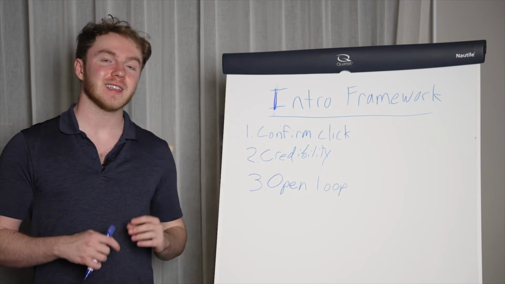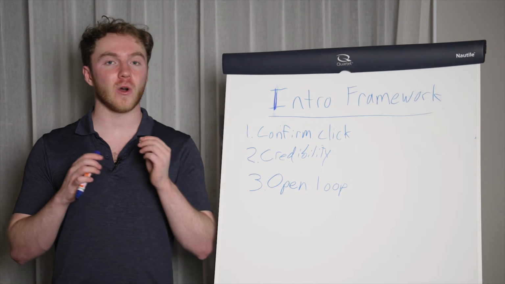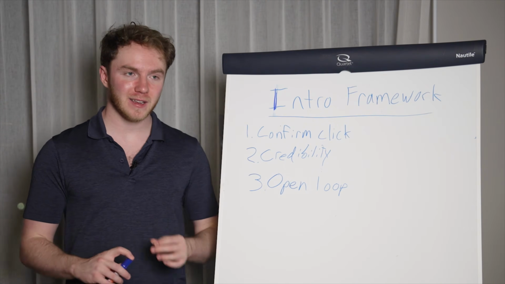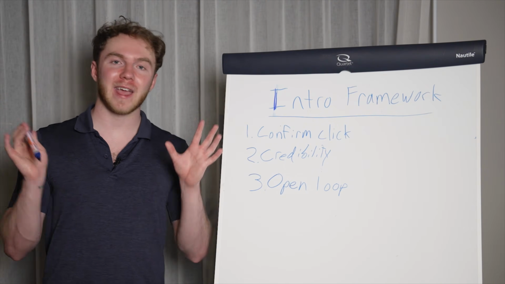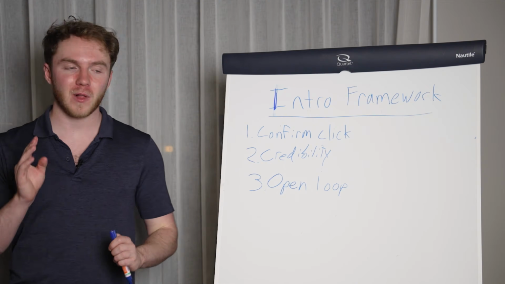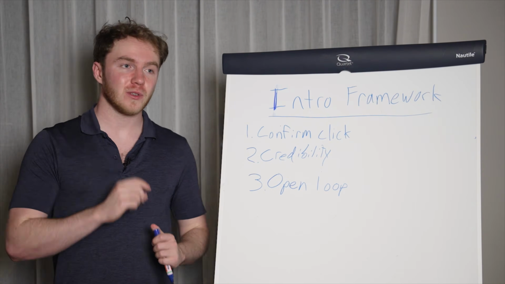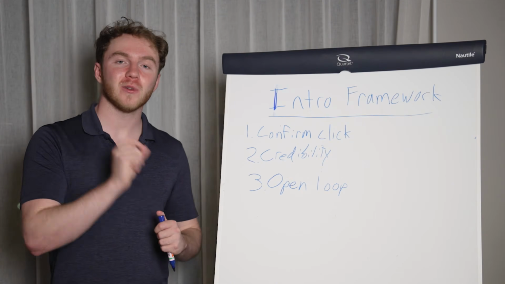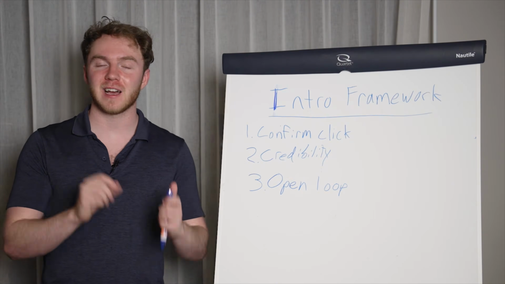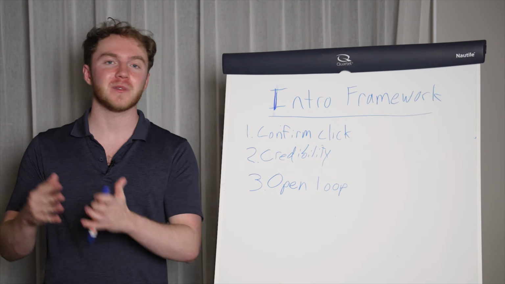Now, number 3 is an open loop. What that is, is just opening a question in the viewer's mind that you leave open. You don't answer the question. So for example, I could say something like, so you want to grow on YouTube, there's a simple strategy that I've been implementing that's allowed me to grow, and you can use it to blow up yourself.